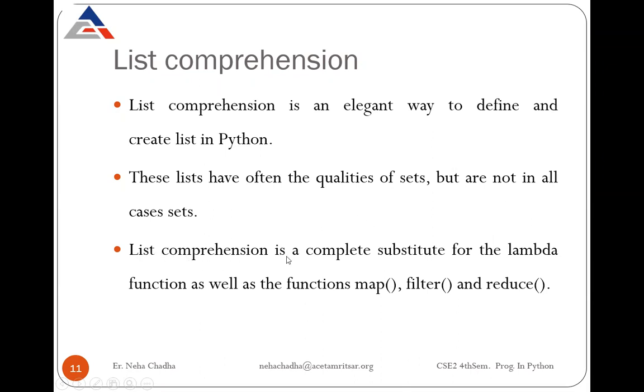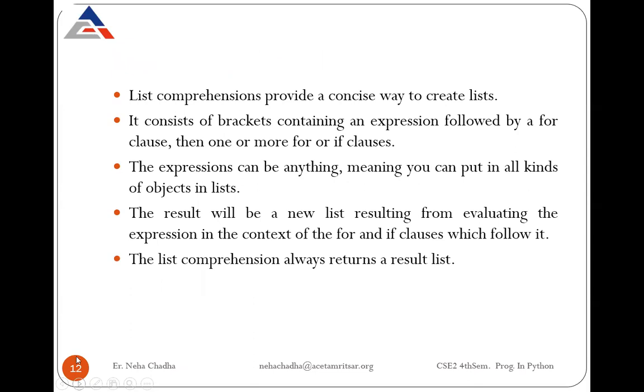List comprehension is a complete substitute for the lambda function as well as the functions map, filter, and reduce. These are functions available in Python, and very important when you go for machine learning and data science topics. But in some way, list comprehension is one sort of substitute for these methods. When you get to know list comprehension, these methods will be substituted by it. Let's find out what list comprehension is.